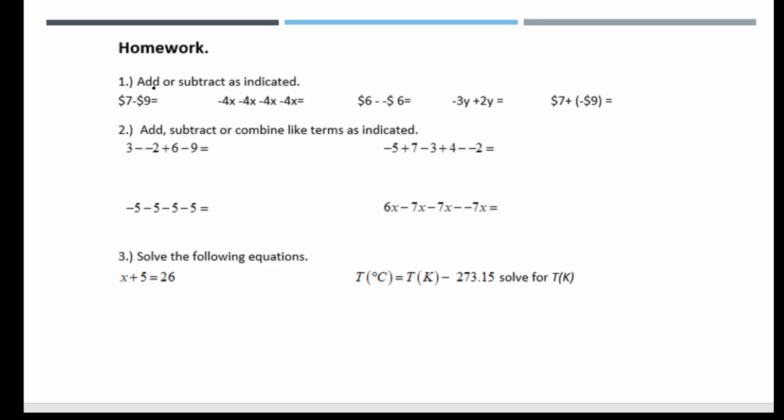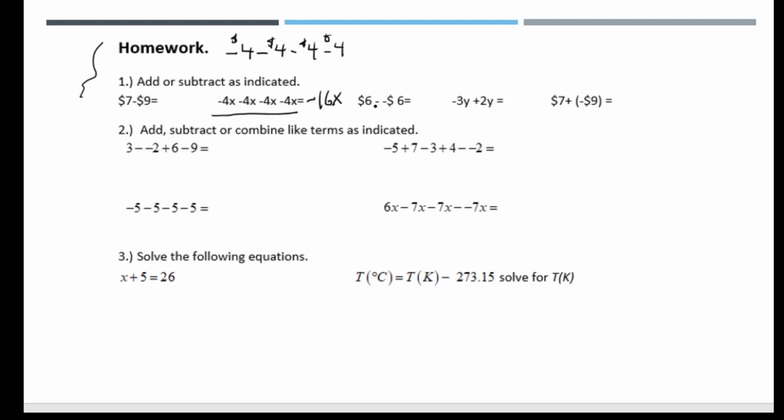I will put up a full homework, all the answers to all the homework after this is turned in. But just a few things, right? Like here, this is like lose $4 and then lose $4 more 4 times, right? Only instead of dollars, it's x's. X's is the unit. So I'm losing 16 of those.